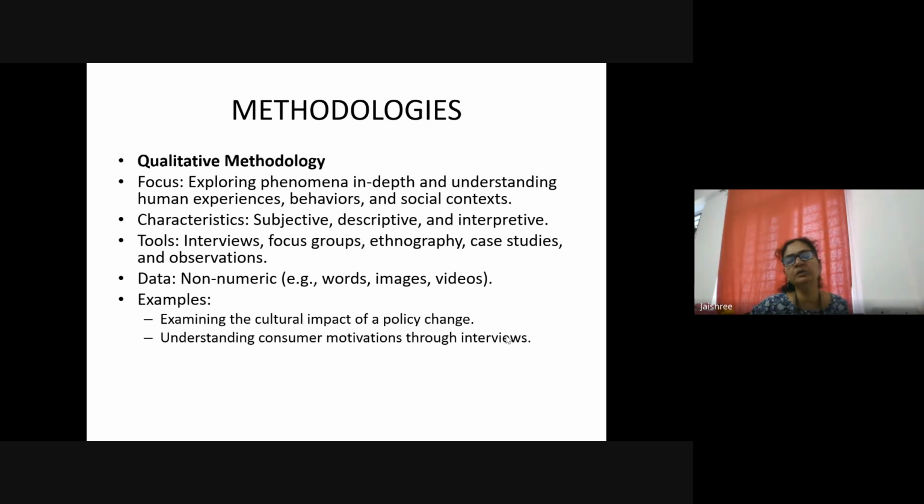Now, I used this term in the previous sessions. The term is phenomenology. You can write it down. Because every time we say qualitative study, qualitative analysis, it doesn't sound very good, you can instead use the term phenomenology. Phenomenology is exploring phenomena in depth and understanding human experiences, their behaviors, and social contexts.